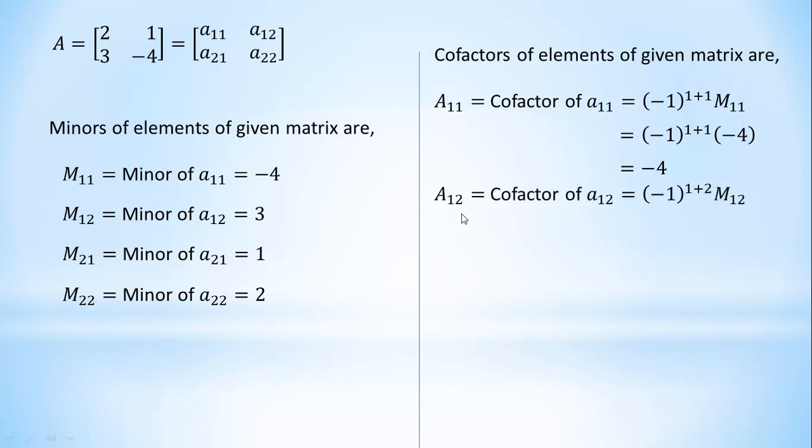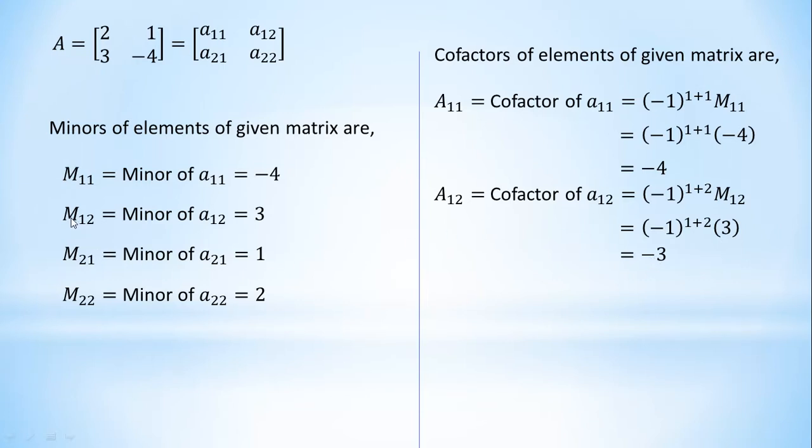Then next one, see, A12, that is the cofactor of A12. Now how will you get that? By the formula it is -1 raised to 1 plus 2. Here the suffix is 1 2. So -1 raised to i plus j, that is here 1 plus 2, into M12. Now see here, what is M12? It is 3. So just put that value. So minus 1 raised to 1 plus 2 into 3. Now what about minus 1 raised to 1 plus 2? So it is minus 1 raised to 3, and minus 1 raised to 3 is minus 1. So minus 1 into 3 is equal to minus 3.